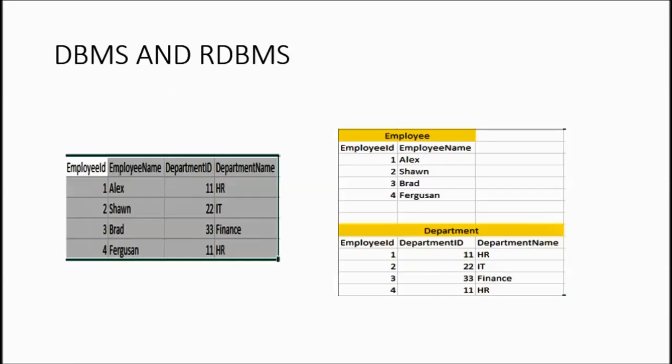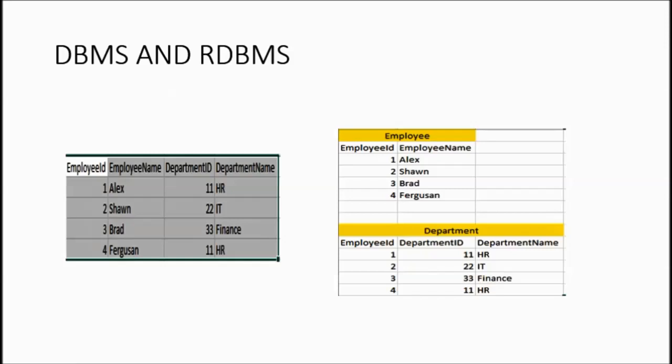There are certain rules that one needs to follow in order to maintain an RDBMS or a DBMS. The basic difference between a DBMS and RDBMS is that the tables inside a DBMS do not have any relationship between them, whereas in RDBMS, the tables do have some relationship between them. Let's take an example to discuss this.